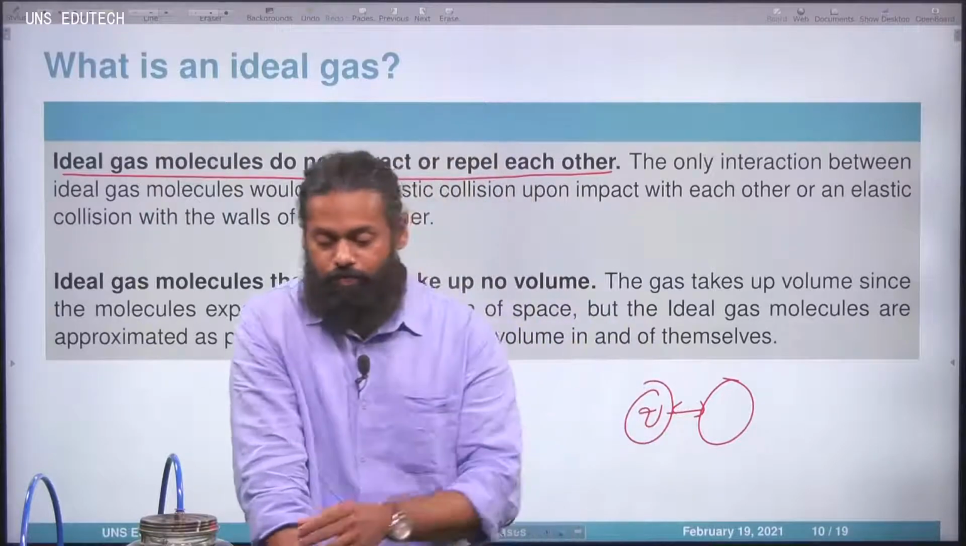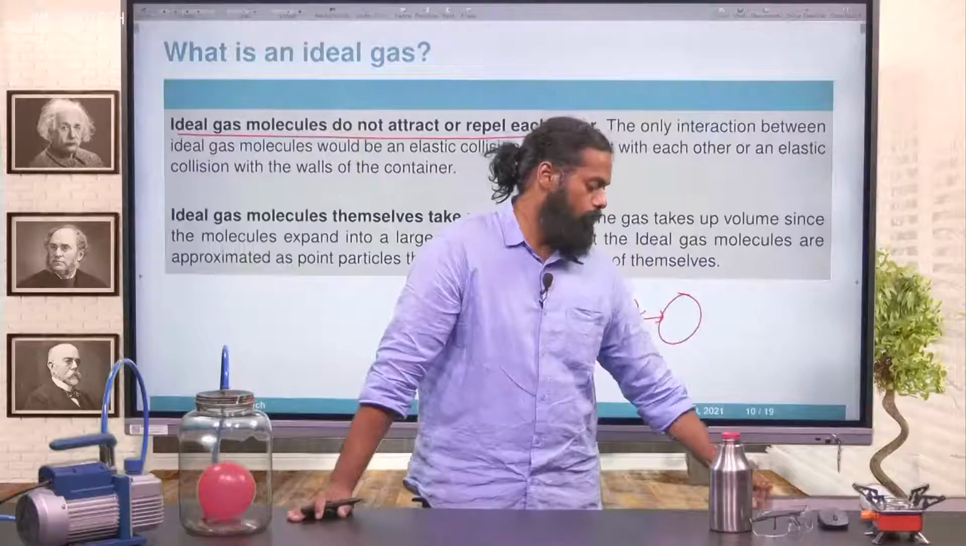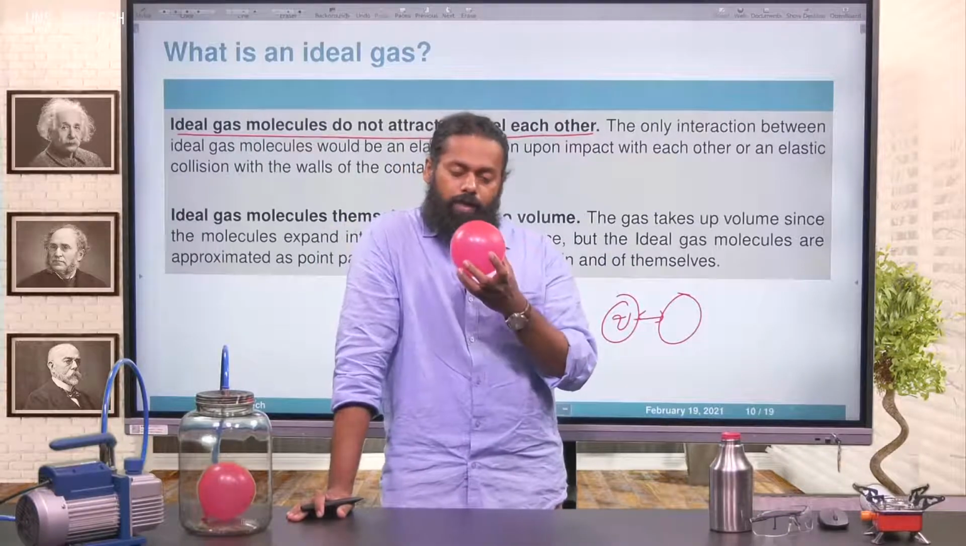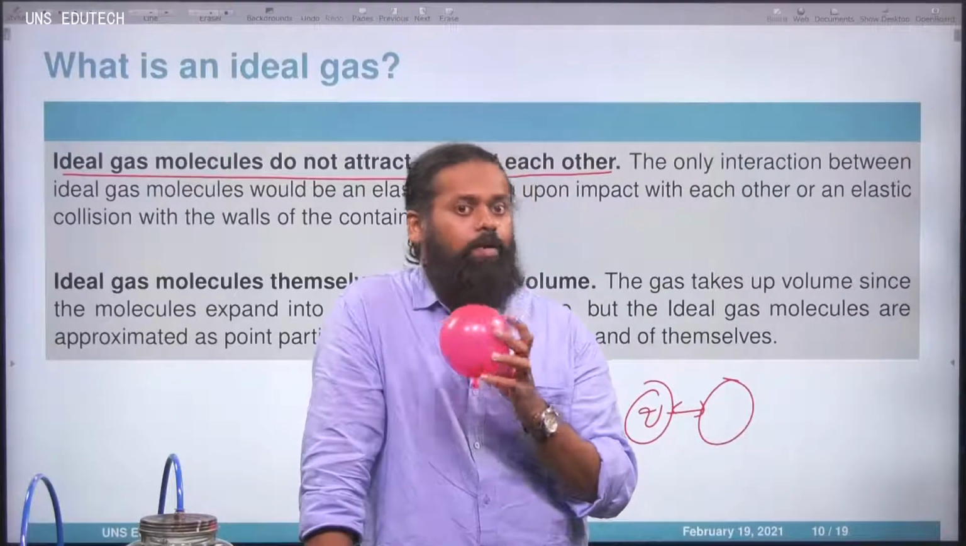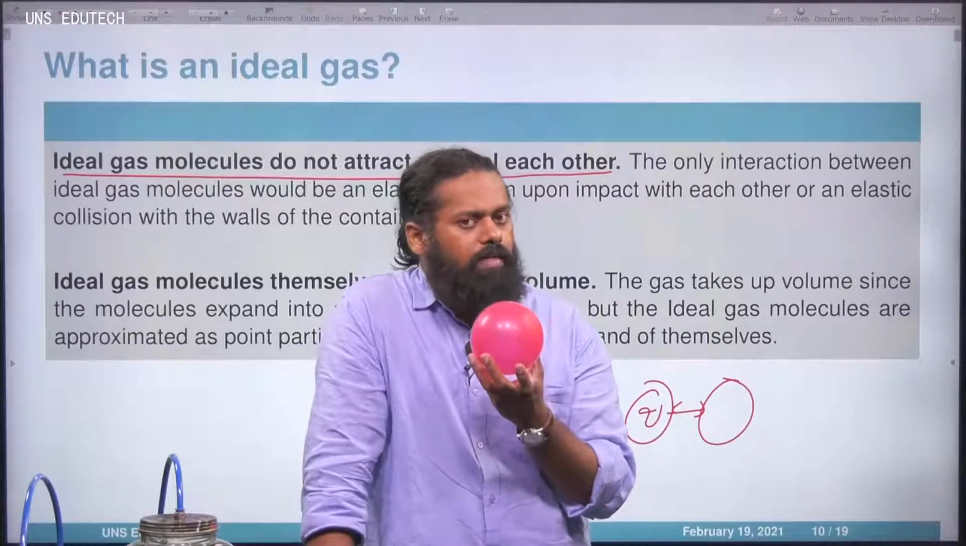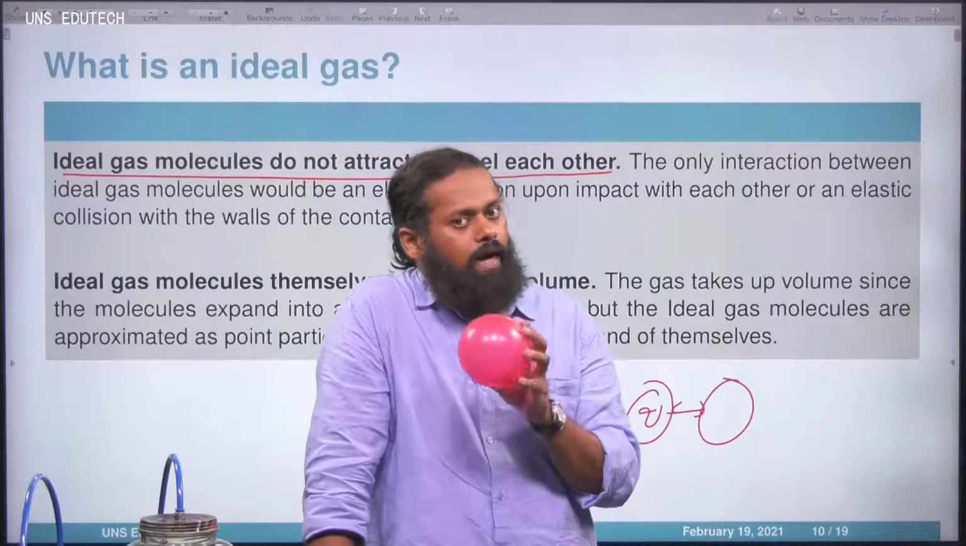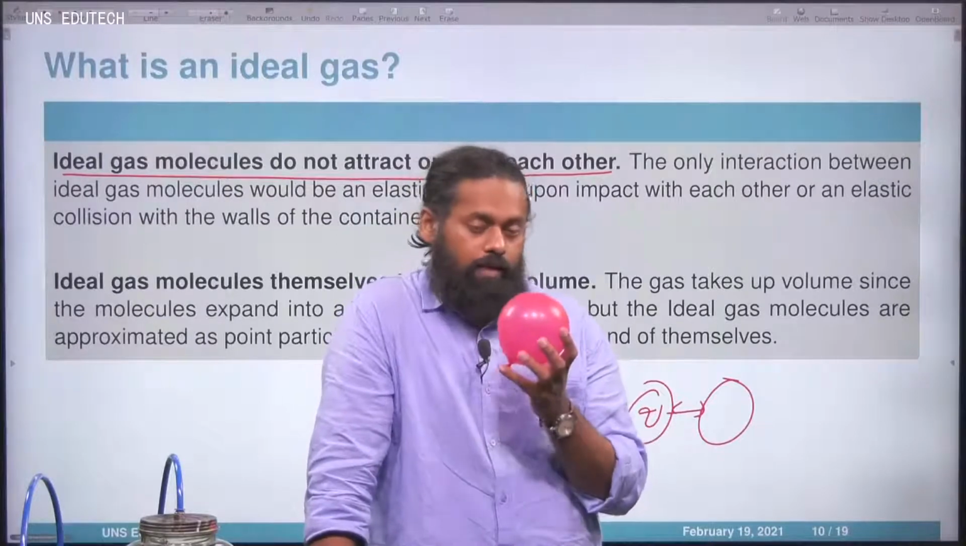If you are trying to estimate, for example, like I showed you the balloon, based on the given volume or given temperature, if you want to find out the pressure inside, you can use the ideal gas equation. But in reality, you have to make some slight correction. The real value will be different. That is the idea behind the ideal gas equation and the real gas case.